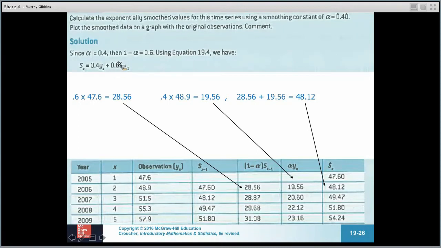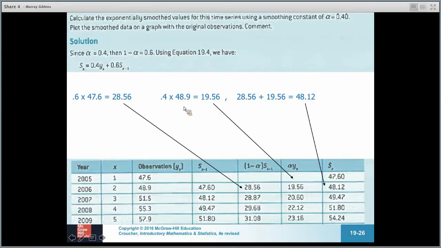Let's see how it works. So again, this is just saying smooth the current stuff with 0.4 and smooth the old smoothed figure with 0.6. Let's see it in operation. So we've dragged down the 47.6 to here. Got that. That's how we're about to smooth that in a moment. And we're now going to smooth it with 0.6. So I'm going to get that 47.6 and multiply by 0.6, and that's going to give me 28.56.